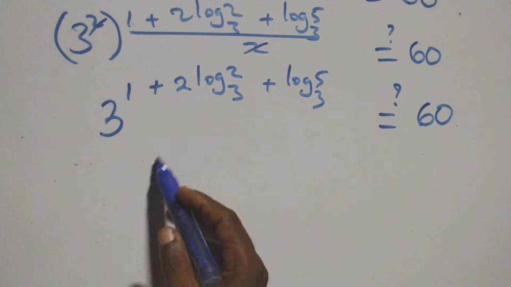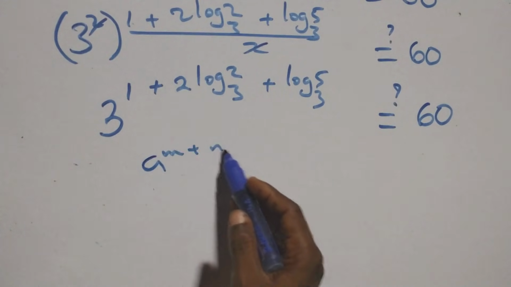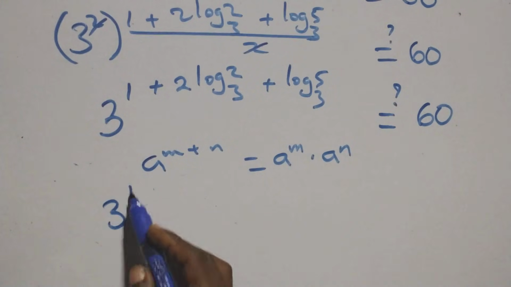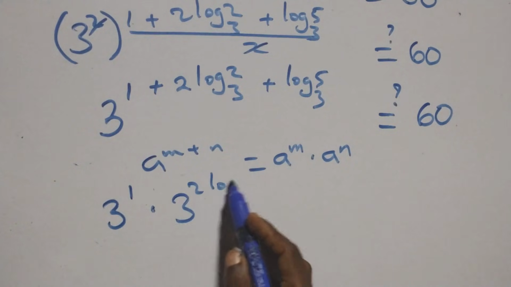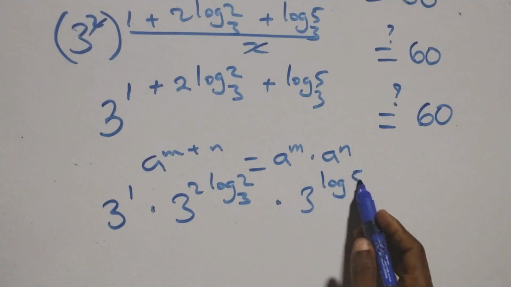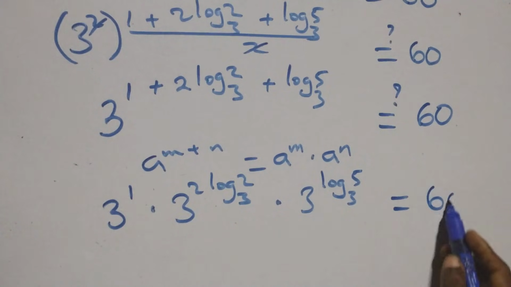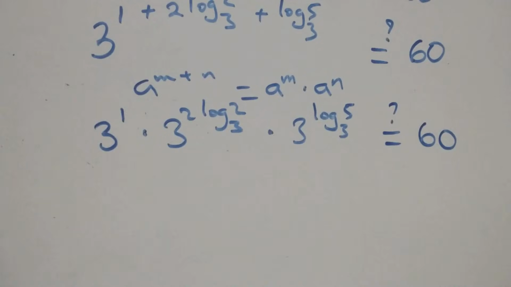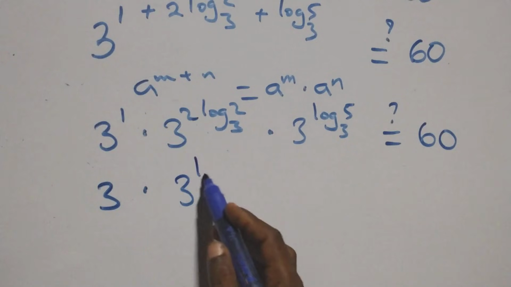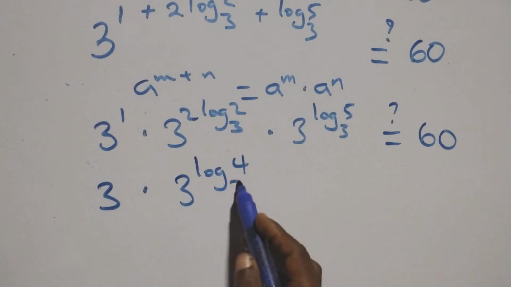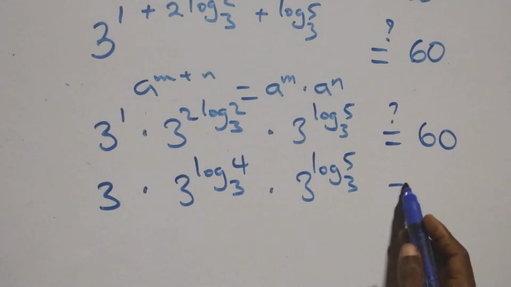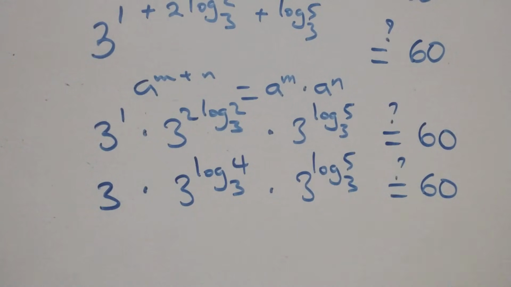This follows the law of indices. When we have a raised to power m plus n, can be written as a raised to power m times a raised to power n. That is, here we have 3 raised to power 1 times 3 raised to power 2 log 2 base 3 times 3 raised to power log 5 base 3, is it equals to 60 on this side. And 3 raised to power 1, that's 3 times, here we reverse this to power log. We have 3 raised to power log 2 square, which is 4, is 3 times 3 raised to power log 5 base 3, is it equals to 60 on this side.